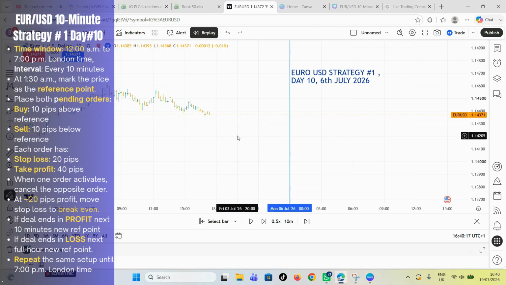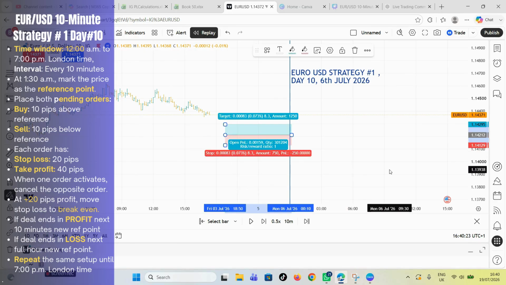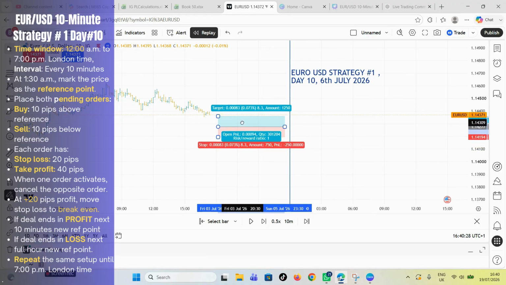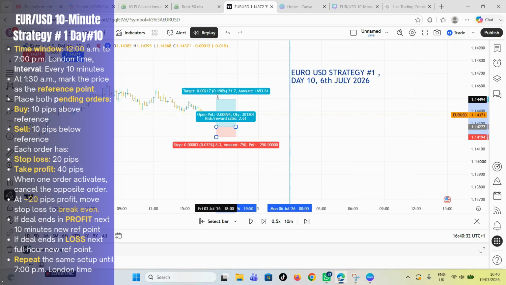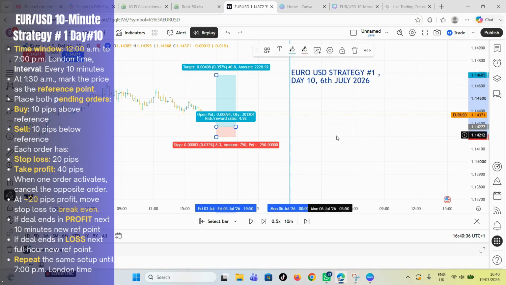Today is day 10, and once again we are testing strategy number 1 on the 10-minute chart during the London trading window. This session reminds us that a trade can move strongly in our favor and still finish as a loss. Our short position reaches approximately 16 to 17 pips of open profit, coming very close to the 20-pip level required to move the stop loss to break even.